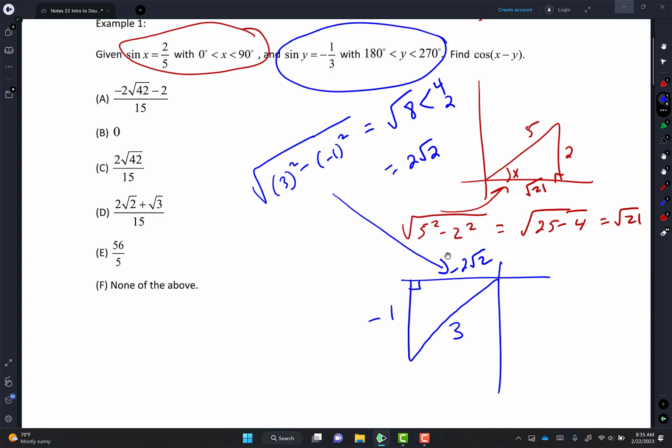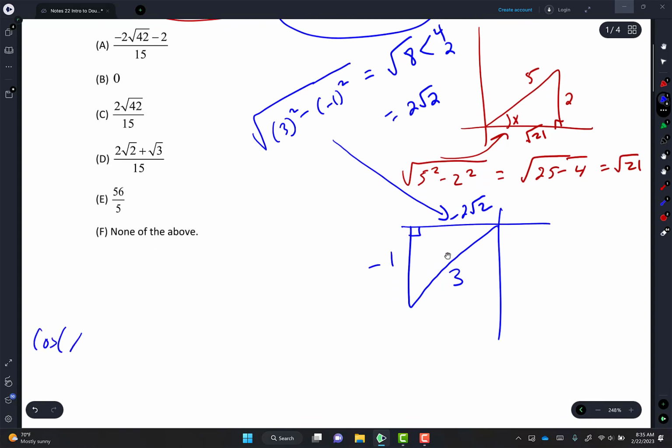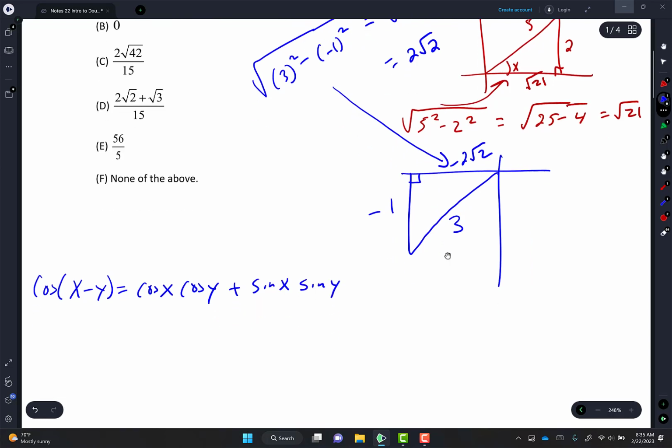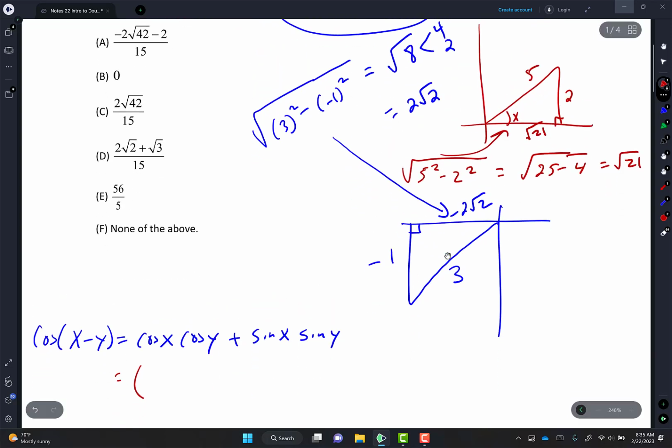Okay. Next, cosine of x minus y. I'm going to write it right here. Cosine of x minus y is cosine x cosine y plus sine x sine y. And now all we're doing is grabbing the numbers from your two right triangles, guys. Cosine x, I think that was given. Nope, it wasn't. Cosine x is adjacent over hypotenuse, square root of 21 over 5. And I'll zoom in right now. Cosine y, this is angle y right here, negative 2 square root of 2 over 3.